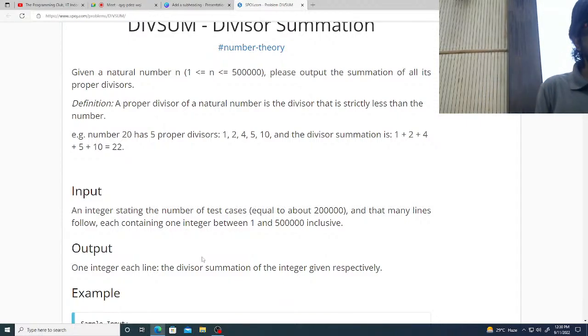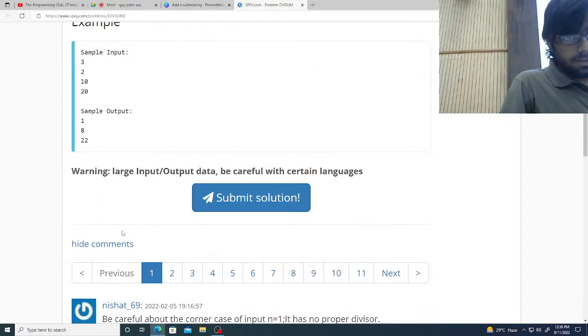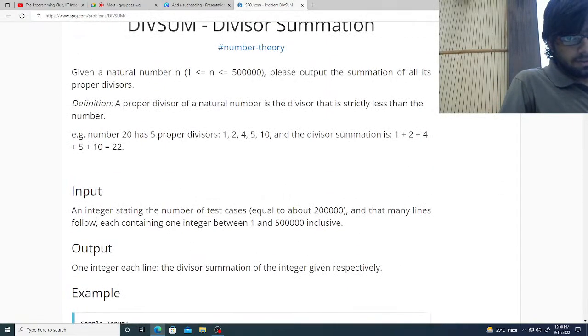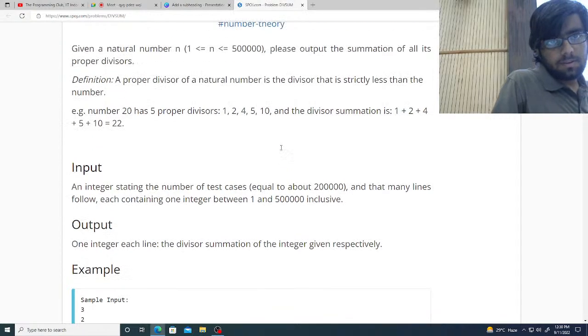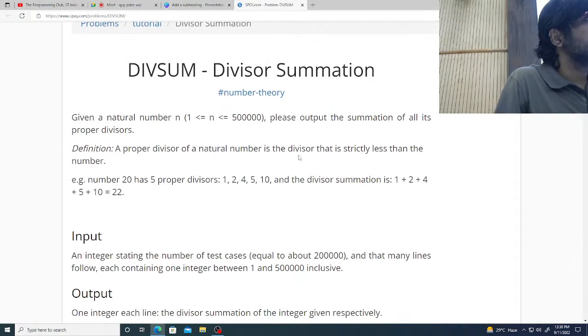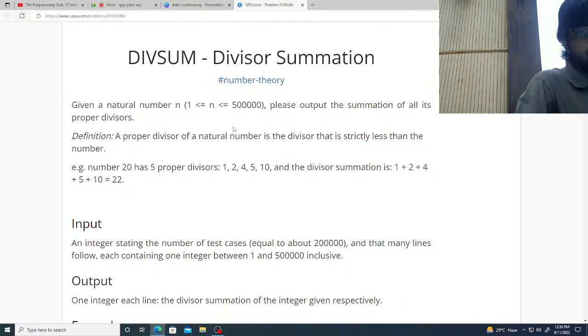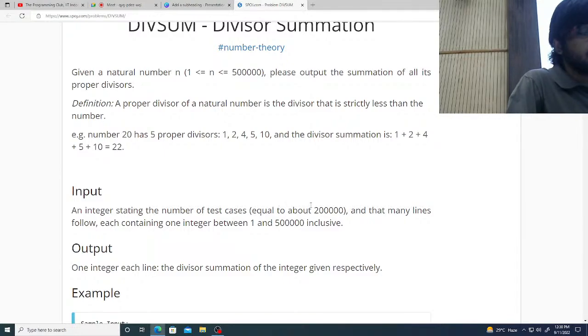So the problem says: given a natural number, you have to print all its divisors. Give me a solution. Actually, we can go from 1 to square root of n, and we will check. Yeah, we can do that, but the test cases given here are quite high. Yeah, that is correct, basically, but it would require a bit more time.